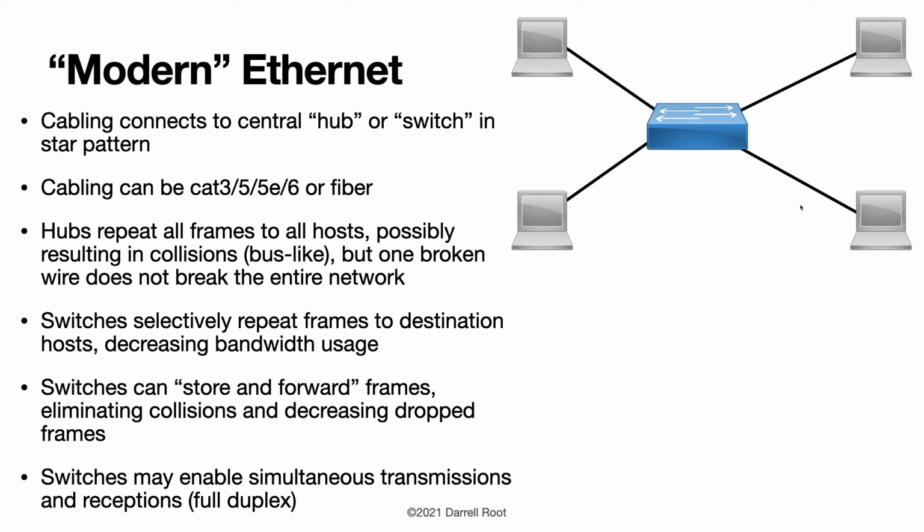Switches can also enable simultaneous transmissions and receptions. So a host can be sending a frame and receiving a frame at the same time. And then another host could be sending a frame and receiving a frame. That's called full duplex, as opposed to half duplex, where a particular host can send or receive. The old buses and hubs are half duplex. Switches can be half duplex or full duplex. Most networks today are built out of full duplex gigabit switches.